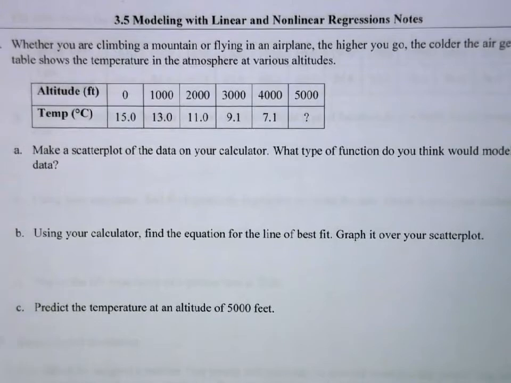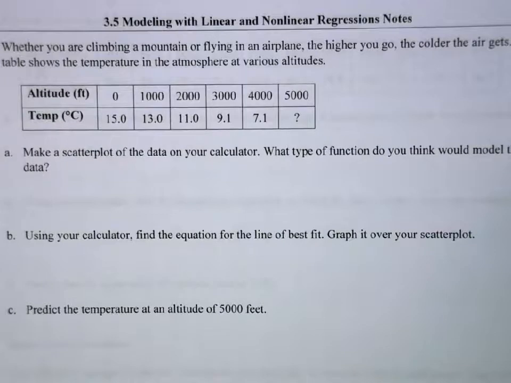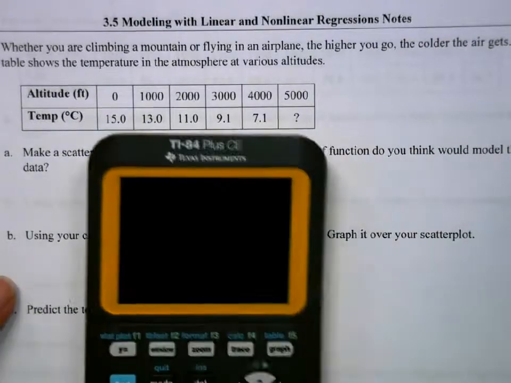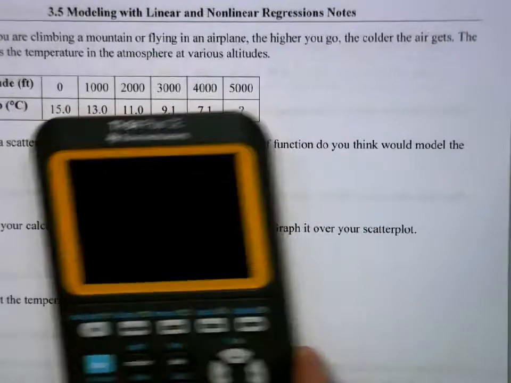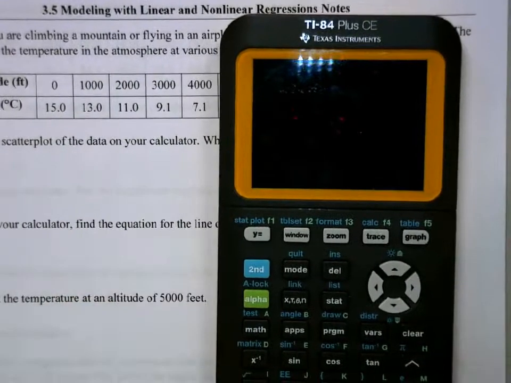Okay, so our first question: whether you are climbing a mountain or flying in an airplane, the higher you go, the colder the air gets. The table shows the temperature in the atmosphere at various altitudes. So first we're going to make a scatter plot. So in the calculator, we need to enter this data in.